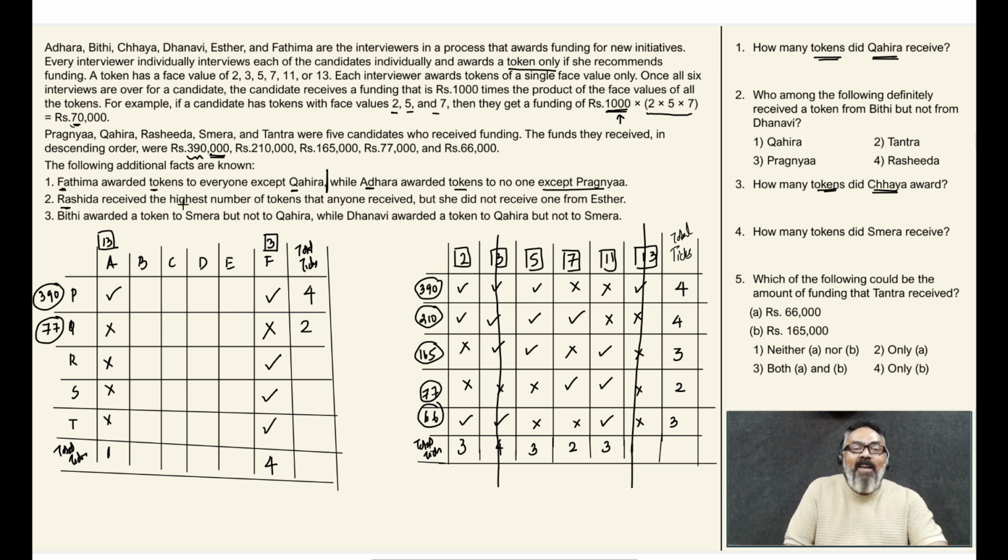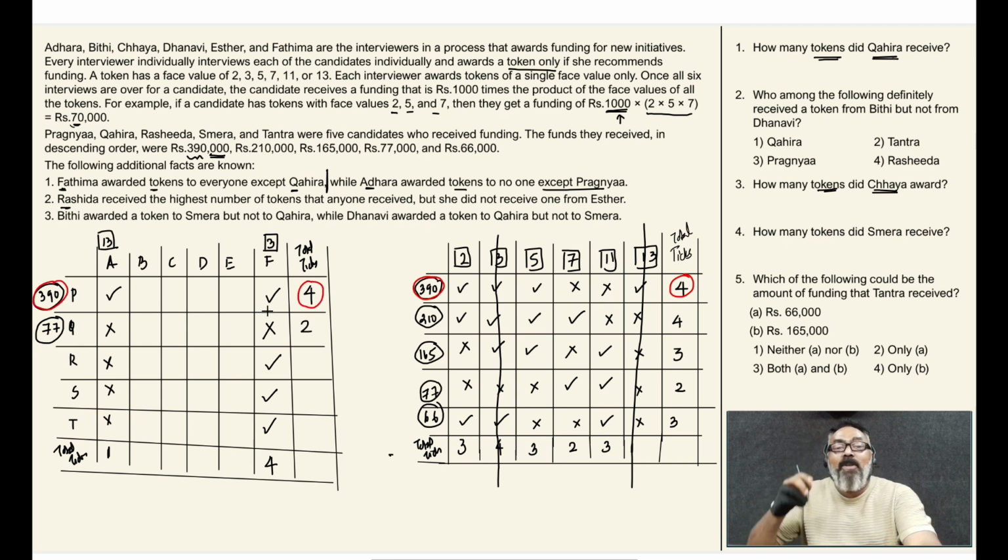R received the highest number of tokens that anyone received. What is the highest number of tokens that people are receiving? It is 4. But 4 is already taken by 390 because we assigned 390. That 4 is already taken.